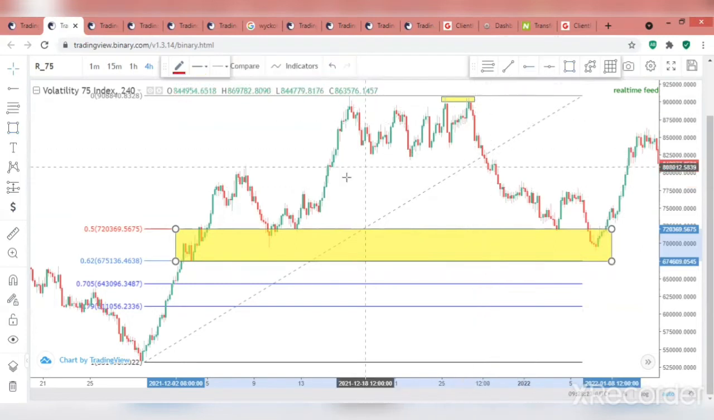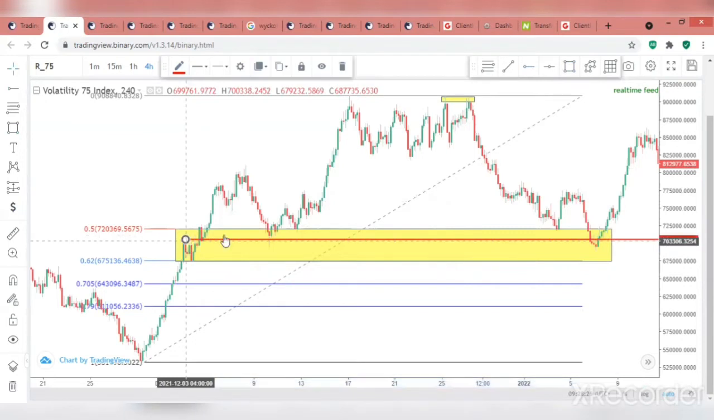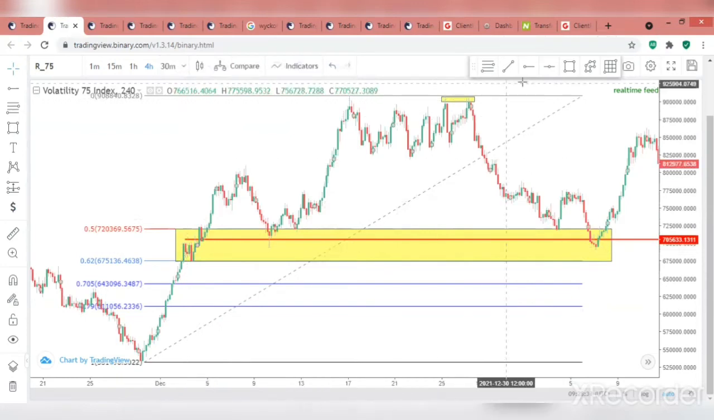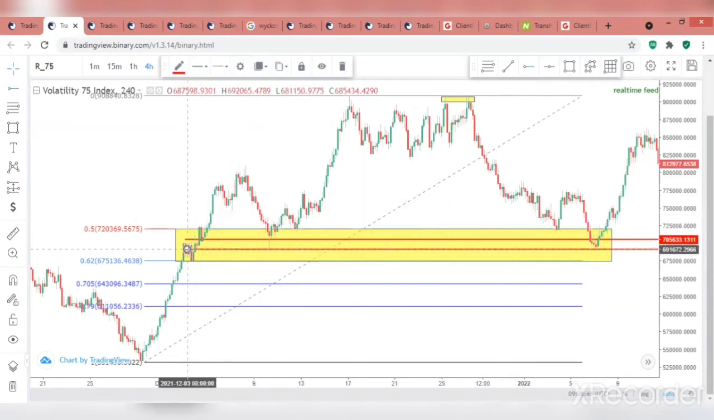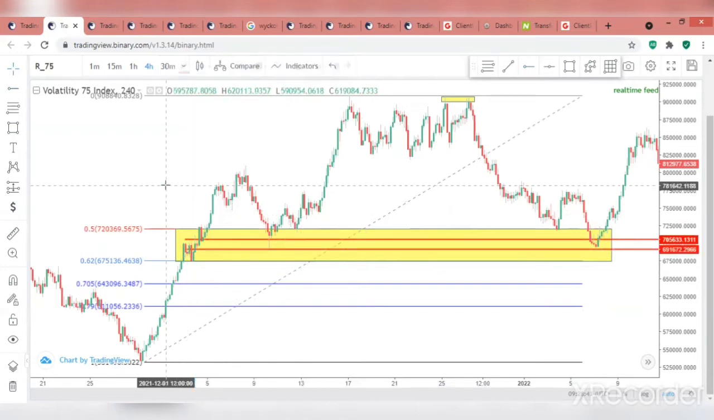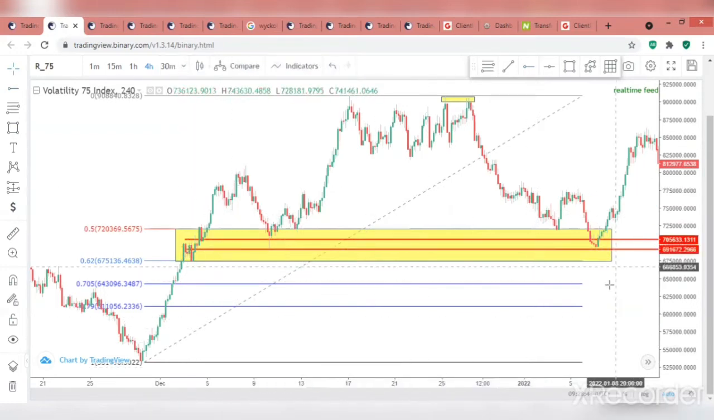I look for indecision candles right within the zone. Okay, look at it. Indecision candles. Oh, wow. Let me bring down my horizontal ray to mark it up. Okay, I look out for my indecision candles within the zone in order to refine my entries.